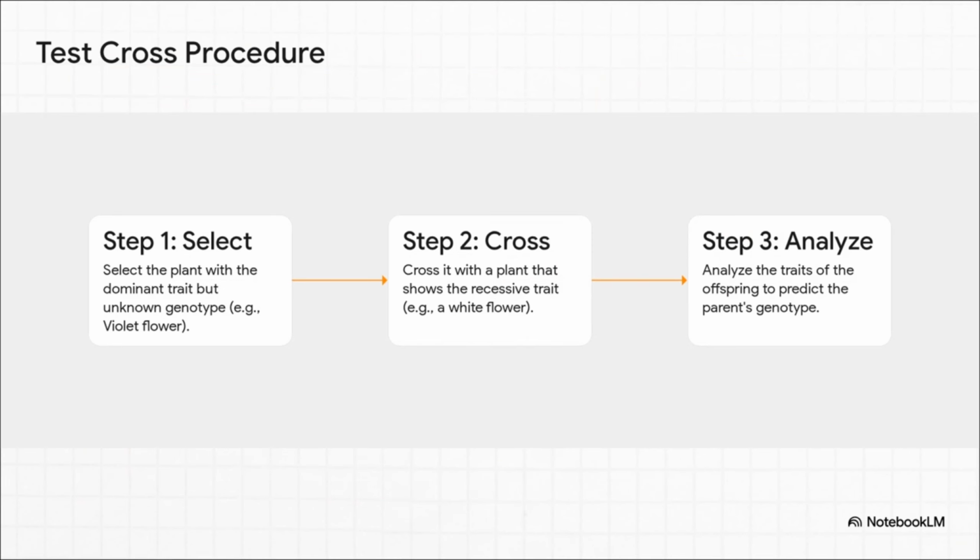So the process is pretty straightforward. You take your violet flower, the one that's a mystery. It could be purebred WW, or it could be a hybrid Ww. You cross it with a white flower, which you know for a fact has to be ww. And then you just sit back and look at the kids. The offspring will tell you everything you need to know.